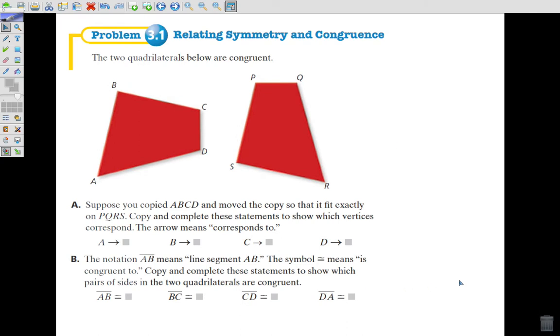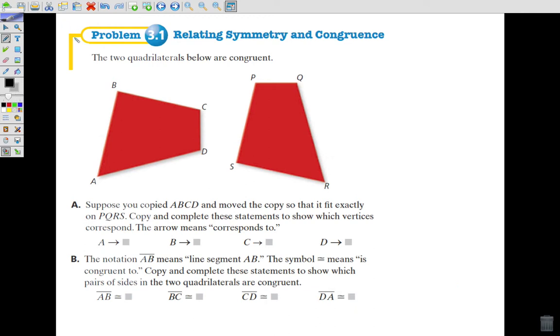So the two quadrilaterals below are congruent. Remember, we already wrote down what congruent was. So you're answering A and B. You're seeing what they go with. So pause this right now. Then we're going to go over some answers.